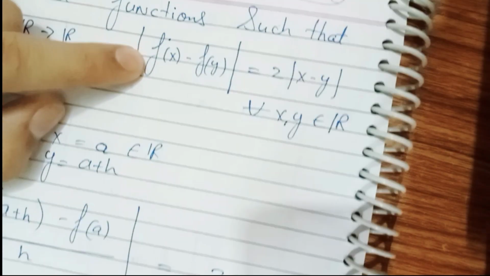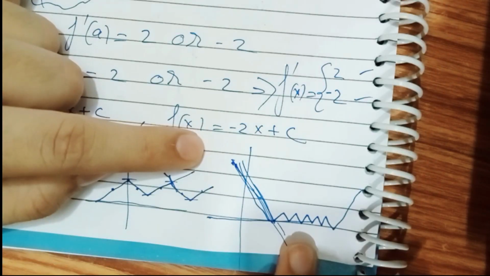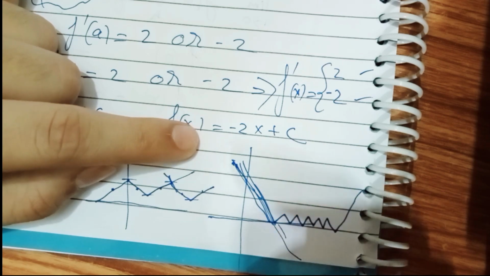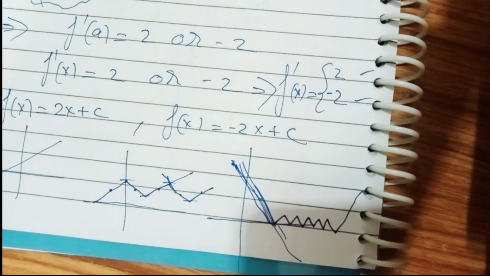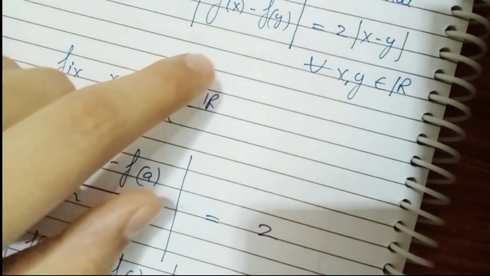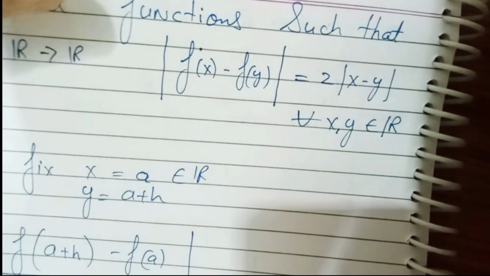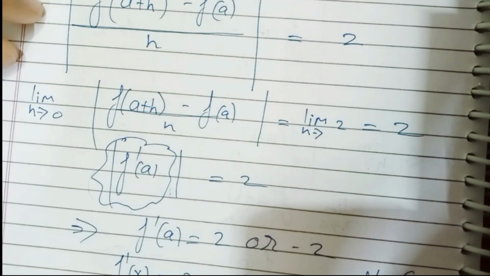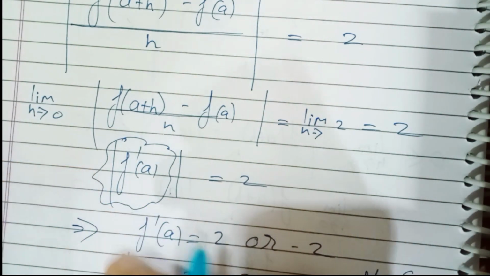So this calculation isn't much helpful, because this is telling us that there are many such functions, which is not true. There are only two such functions which satisfy this entire condition. How can I say that? I will show you in a while. So you see, using this symbol itself is a wrong thing. You cannot do that because you have not shown that the limit exists.